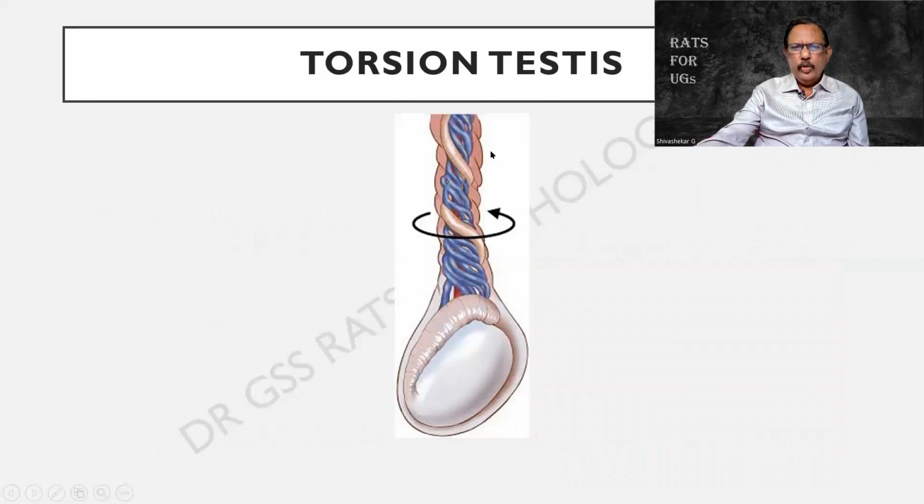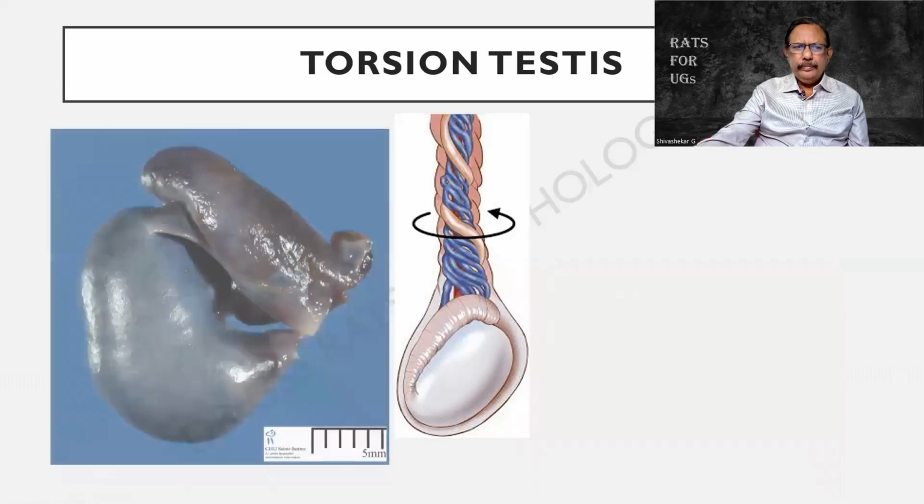What happens if it is going to get twisted and twisted? All these structures will be compressed and the veins get compressed more. So also the same thing can happen in an ovarian torsion.